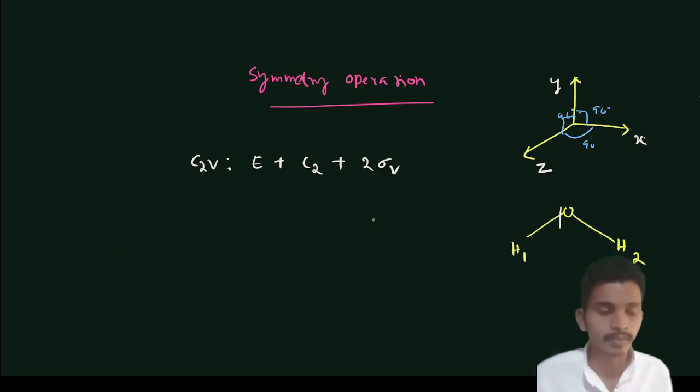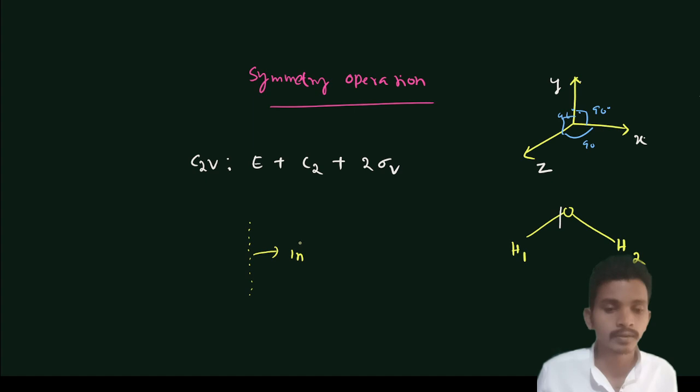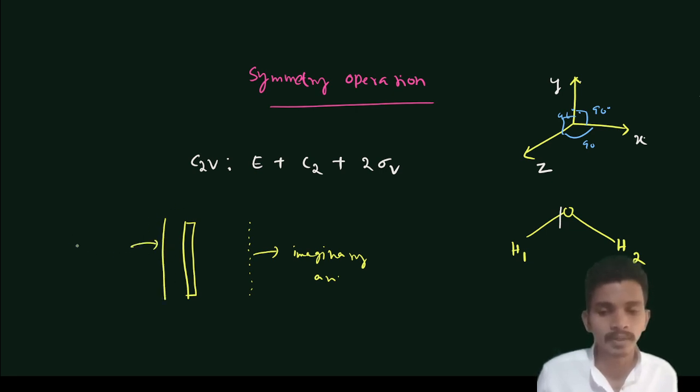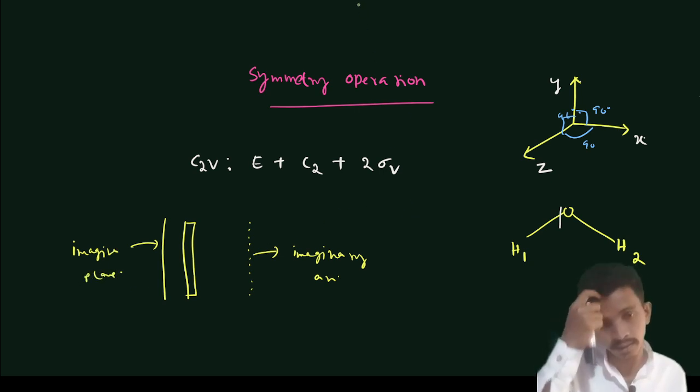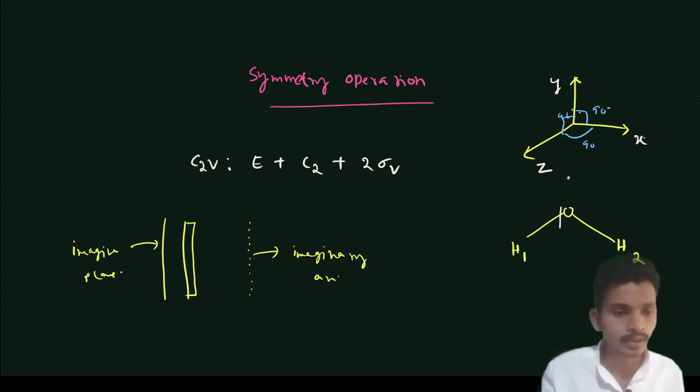whenever we talk about an axis, it means an imaginary line, which we can draw like this. This is the axis, an imaginary axis. Whenever we are talking about a plane, we draw it like this or like this, or you can simply draw one line. This is an imaginary plane.